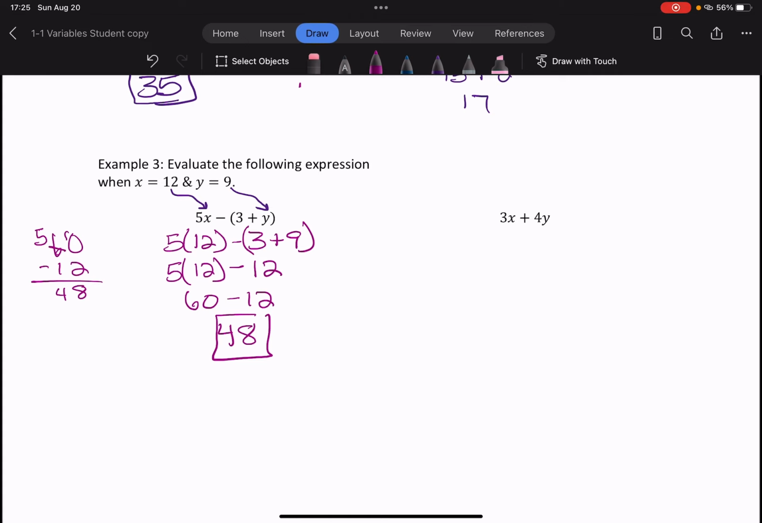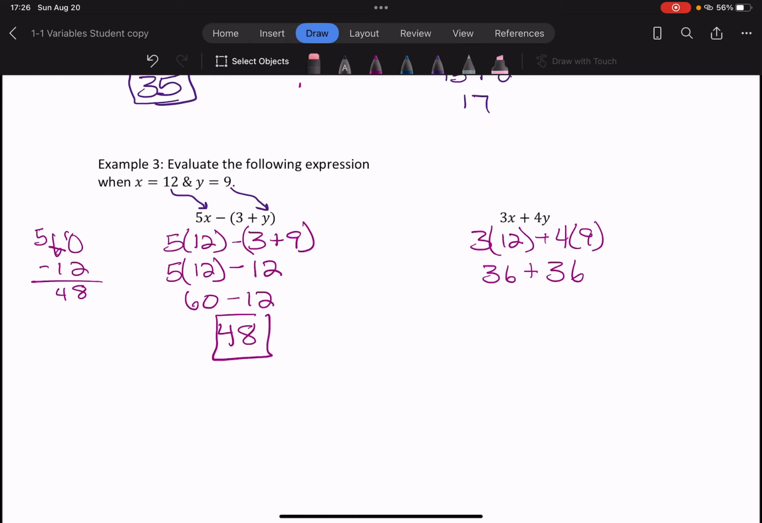So you know the drill. Pause, work 3x plus 4y. We'll come back in a minute. Okay, welcome back. Let's do the same things. Do our substitution first. So we got 3 times 12 plus 4 times 9. All we have is multiplications. We're just going to go left to right. So 3 times 12 is 36. 4 times 9 is also 36.